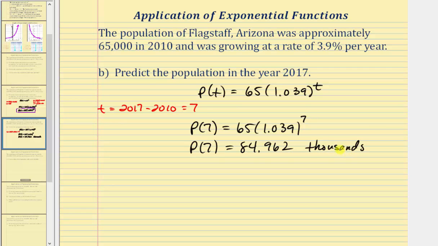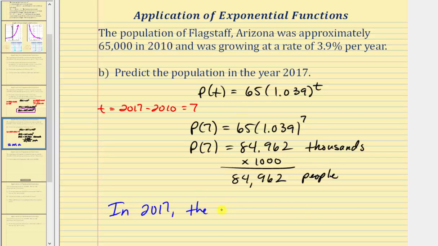So if we want to convert this to the number of people, we would multiply by 1,000, which would give us 84,962 people. So as a complete sentence, we can say in 2017, the population is predicted to be 84,962.